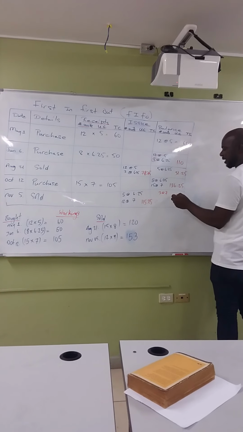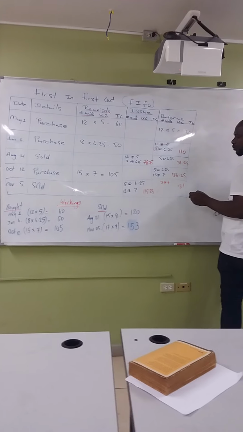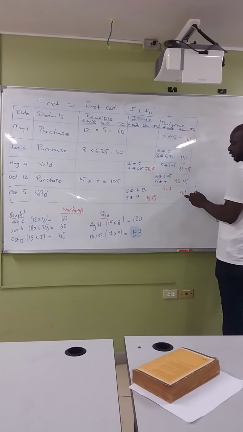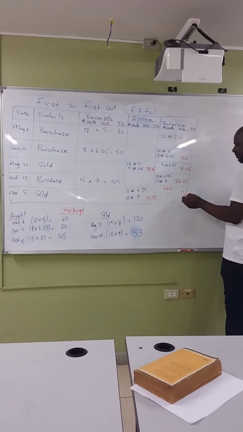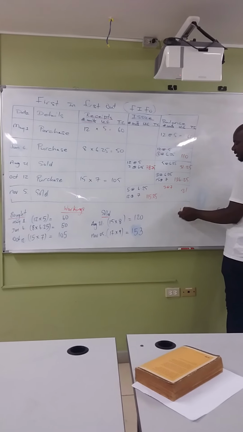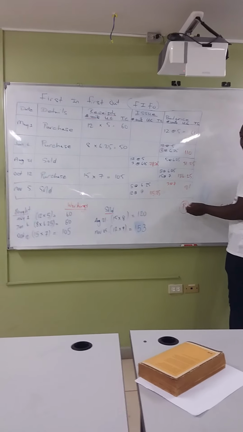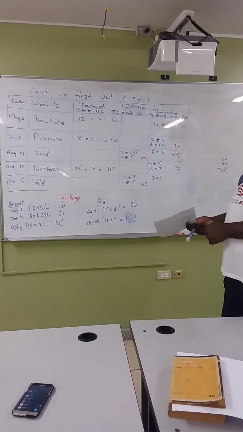And 3 at 7 would have given you a total of 21. So the value of your inventory would have been 21, and this is based on using the first in, first out. Alright.